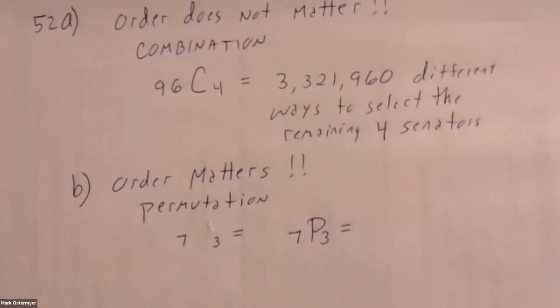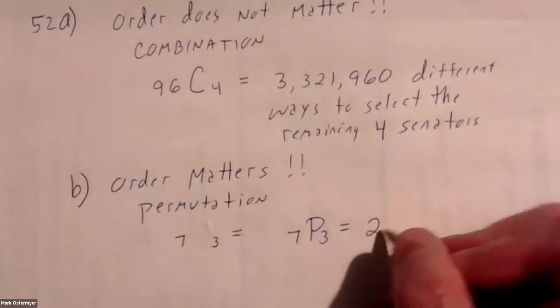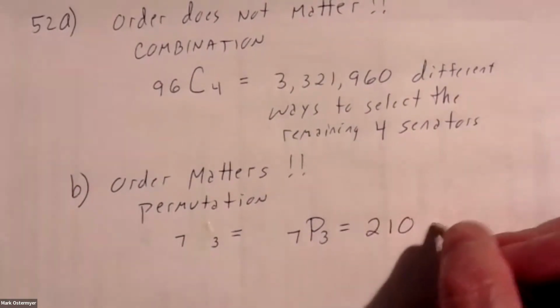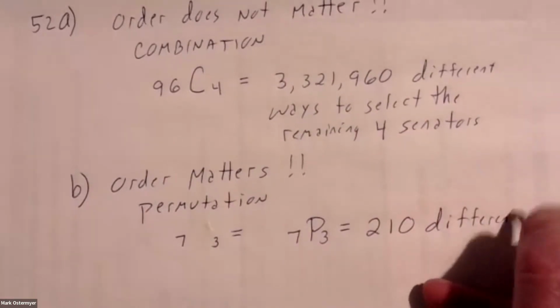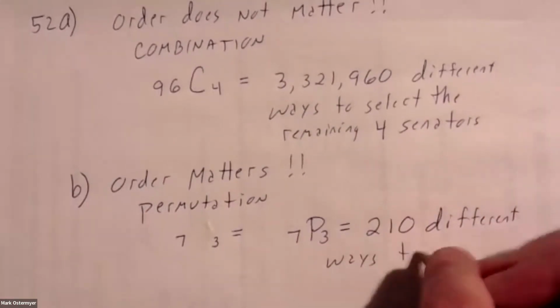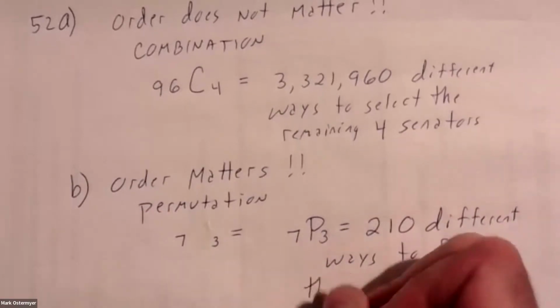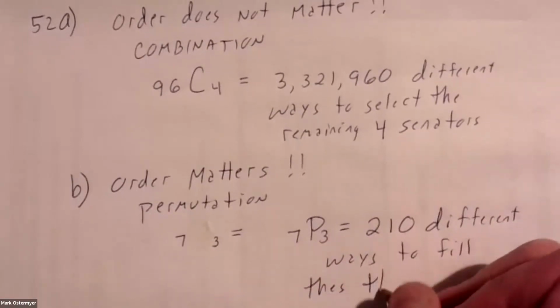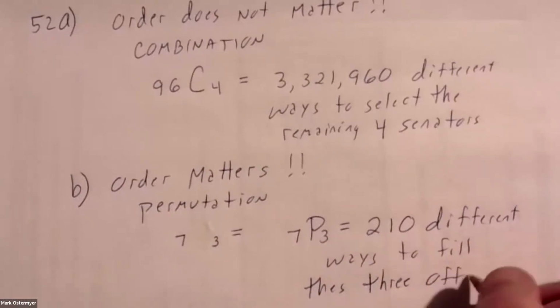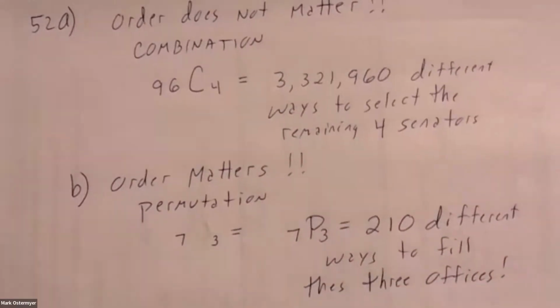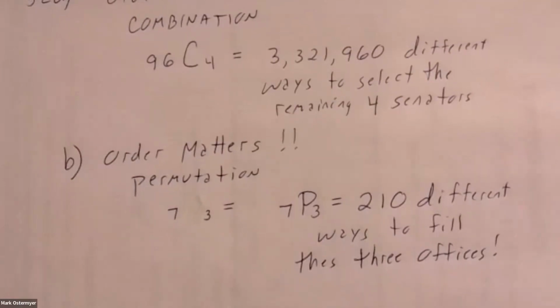By the way, your permutation hangs out in the same area where your combination hangs out. So you have to hit your math button, go over to probability, and grab the nPr function. 210. There's 210 different ways to fill these 3 offices. 210 different ways. That's even going to take a while.